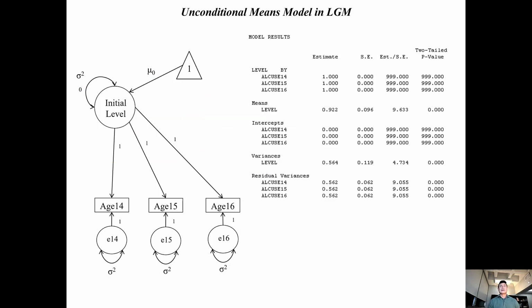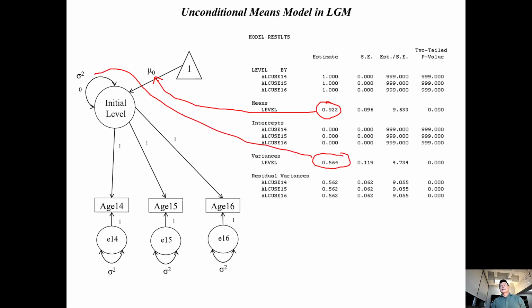All right, and then here's my output. Again, this 0.92 is my intercept, my average intercept for everybody. I have a variance of my level. So this 0.564 gets at the different starting points that people have. And then I have these all set to be equal. That's what I just mentioned in syntax: I'm setting these all to be equal.